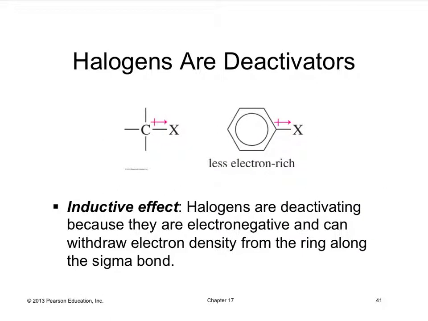So why? It does this through inductive effects. Halogens are deactivating because they're electronegative, right? Electronegative meaning partially negative. And so what they're going to do is withdraw electron density, as you can see over here, from the ring along this sigma bond, the C-X bond. So it becomes less electron rich.